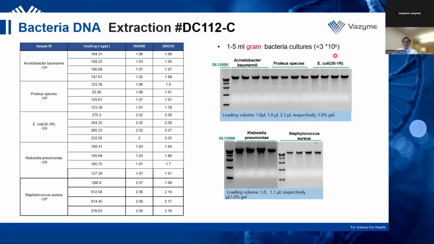On the left, you see the DNA concentrations and purity result measured by OneDrop for various bacterial species. And on the right, we have agarose gel images showing extracted DNA from each bacterial type, and you can see strong clear bands across all samples. In particular, S. aureus, which is a gram-positive species that is often more challenging, also demonstrates excellent yields and integrity.